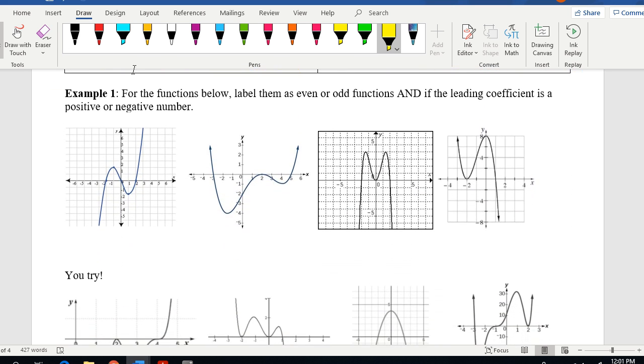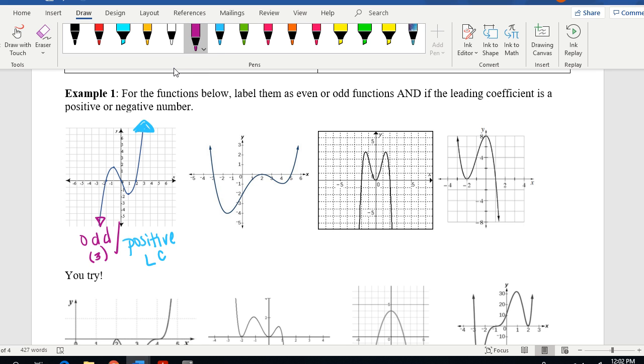Example 1. Okay, the first thing I notice is my ends are going in opposite directions. My left end is going down, my right end is going up. So this is going to be an odd degree function. More specifically, this is a cubic function. And then I look at the right side of my function and it is going up. So this is going to be a positive leading coefficient.